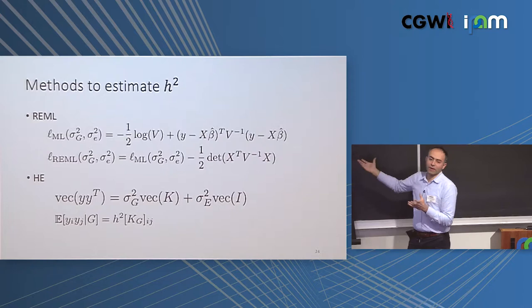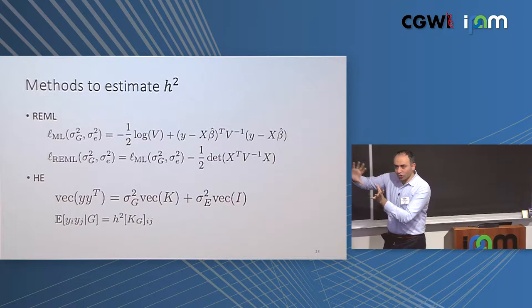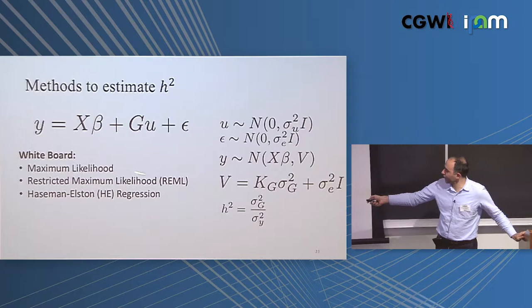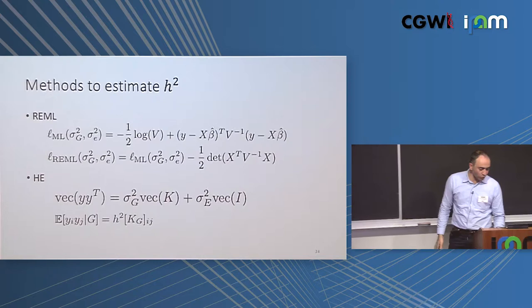So this is just one approach to estimate heritability. Another approach is moment matching. If you remember in the previous example, I showed you the moment of the left side and the right side. Now, if I want to make this equality, I have these two parameters to estimate. So one simple idea would be to view it as a linear regression.